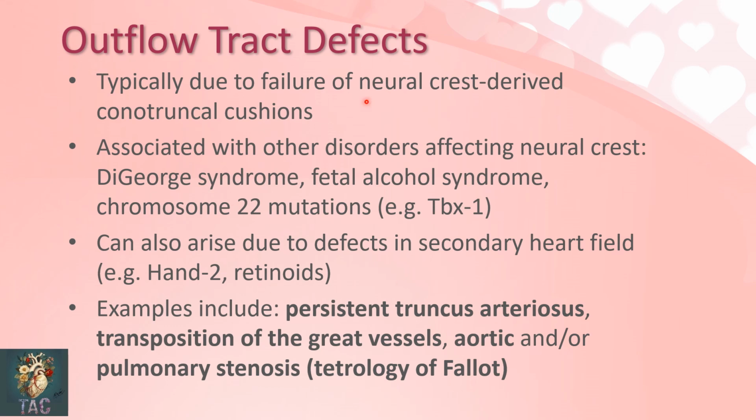So please remember, these outflow tract defects are either because of the failure of the neural crest cells to migrate and arrive in the region of the conotruncal cushions, or because of defects in the secondary heart field. If there are defects in the secondary heart field, then it will also lead to defects in the conotruncal septum. So we will discuss all of these anomalies later on in today's class.